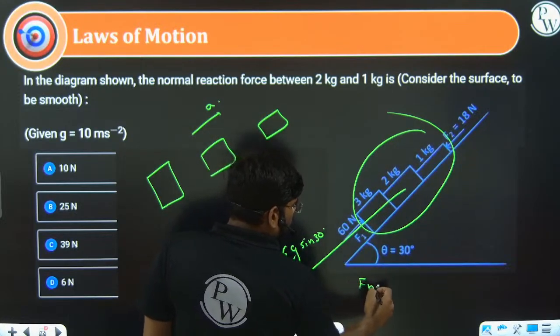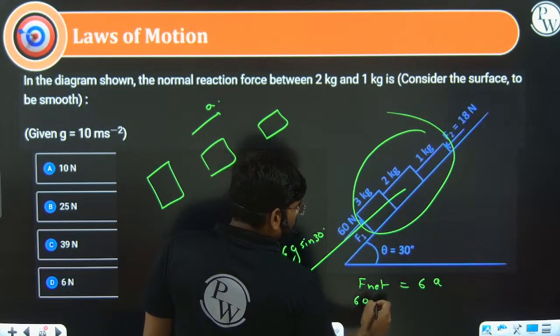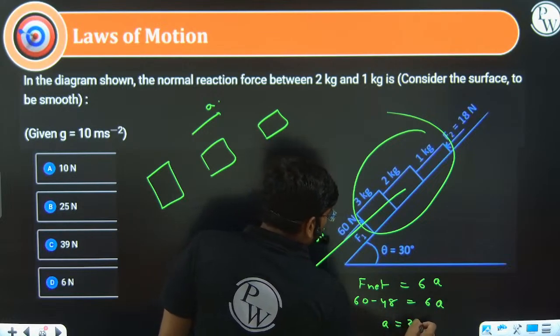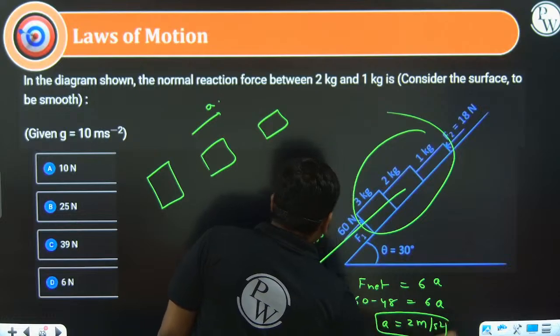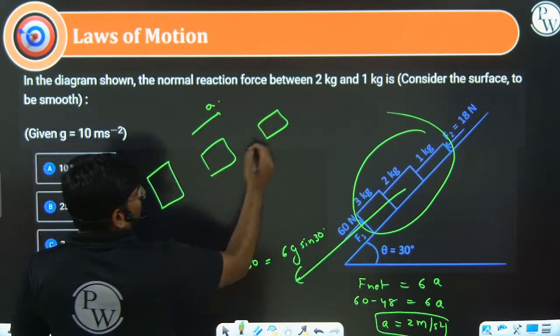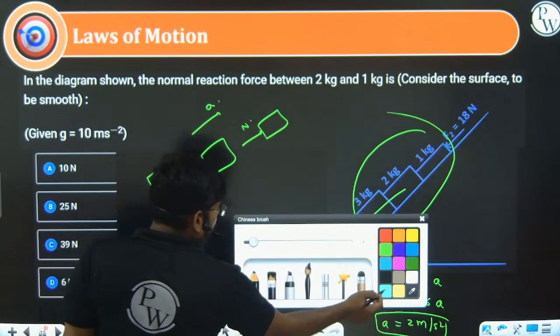So net force is equal to total mass into acceleration. So 60 minus 48 is equal to 6a. The acceleration is coming out to be 2 meter per second square. We got the acceleration. Now we want to find the normal reaction between 2 and 1. So we can show the normal reaction on 1 here, and we have to show the other forces.